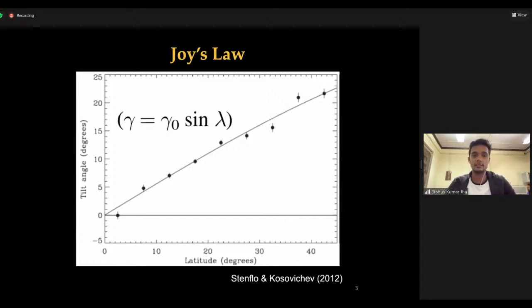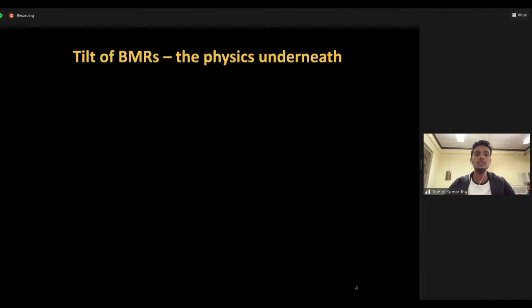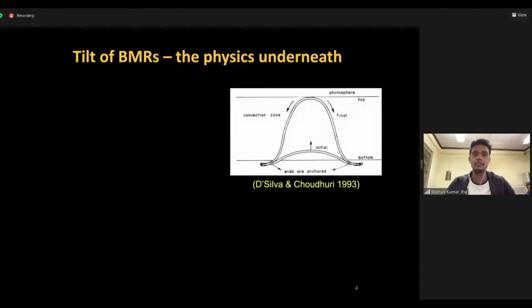And this is the mathematical form of Joy's law, where you can see gamma equals gamma naught sine lambda. Lambda is the latitude. So now let's try to understand the physics underneath these tilt angles.